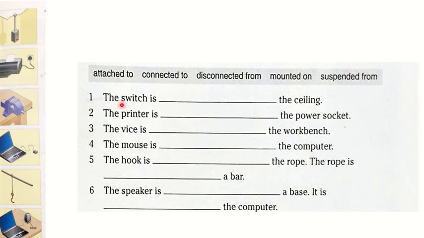Number 1, the switch. Look at the switch here. It's from top to bottom. It's dangling. Or you can say the switch is suspended from top to bottom. Suspended from the ceiling. And please take care about the preposition that we use with each word. Suspended from, not to.